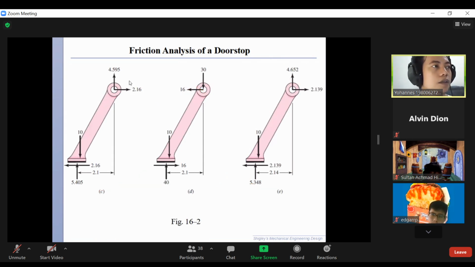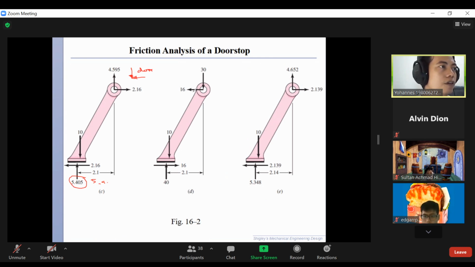As you can see here, we have several scenarios for the loading. We have three different conditions here. So if we press this doorstop in left direction and push it, okay, so this force is from the door, and the doorstop will give the reaction force like this. Then we can see that what we have here, the normal force, is only 5.4. This is small.